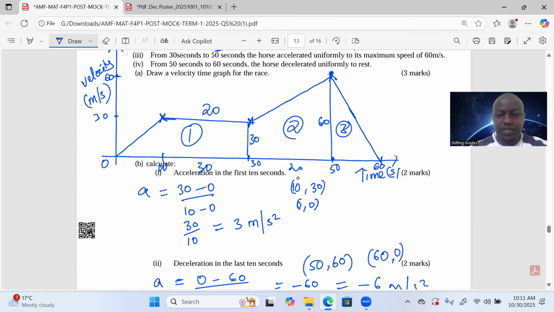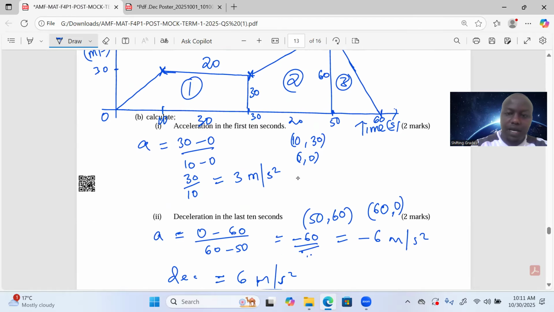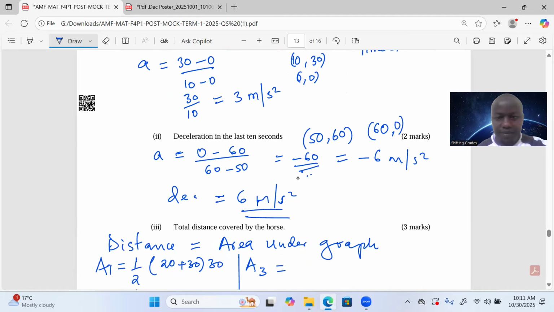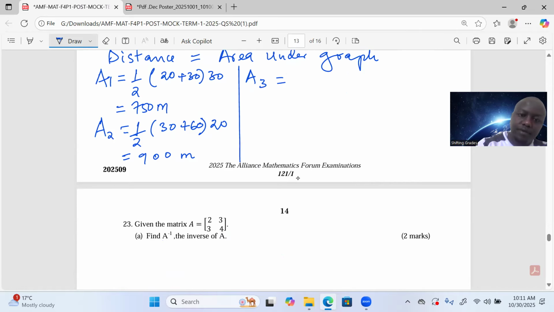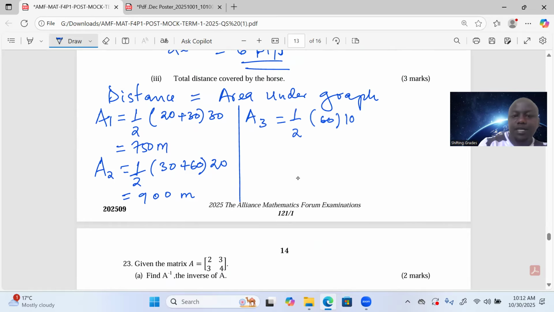Vertical 60 and base 10. Yeah, that's a 10. I hope you can see where the 10 is coming from, 50 to 60. So half times 60 times 10. This will give us 600 over 2, which is 300 meters. Total calls for addition now.